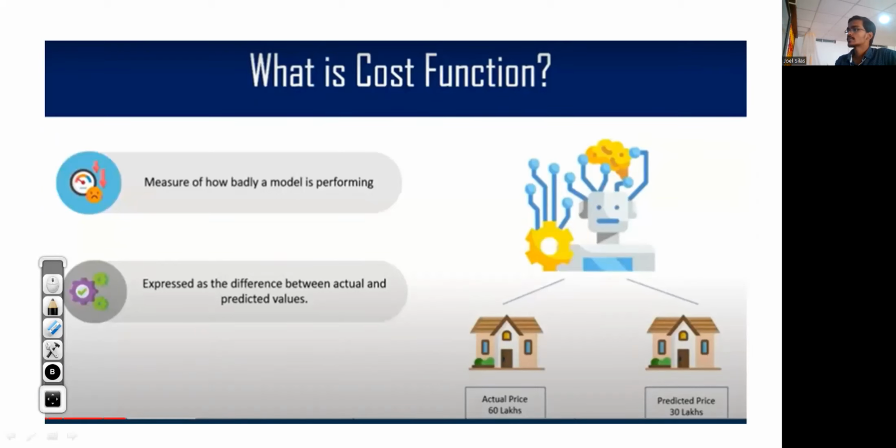Now let us see what is cost function. There is something called the cost function.